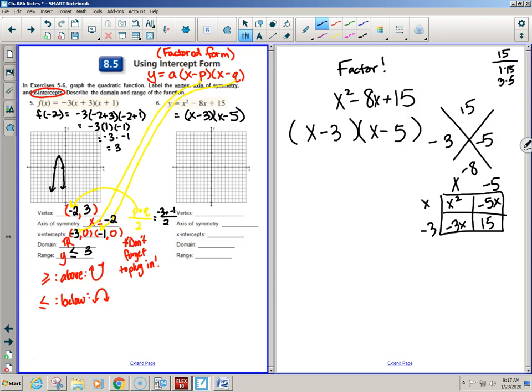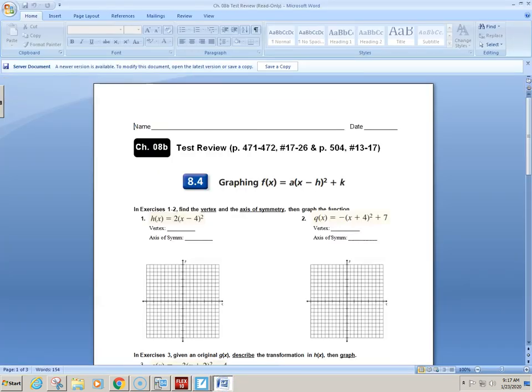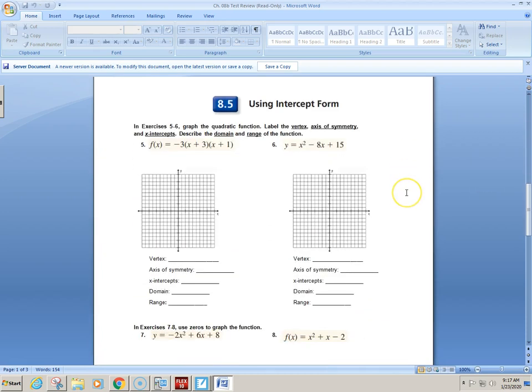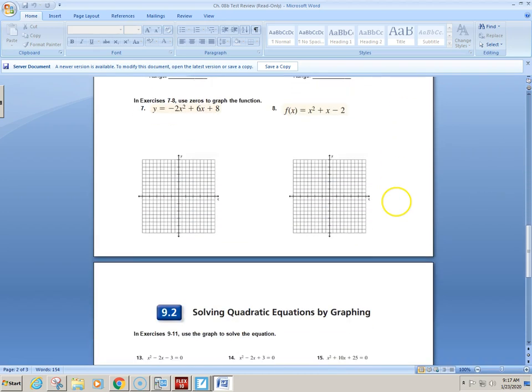Guys, section 8.5. Okay, so we went over what the intercept formula looks like. We went over how to connect all the pieces. Can we just go down to number 7 and 8 real fast? How do the directions change in number 7 and 8? Because on the test, the directions might change. You might have ones that have lots of blanks for you to fill in, like 5 and 6, but you might also have ones that don't have any blanks.